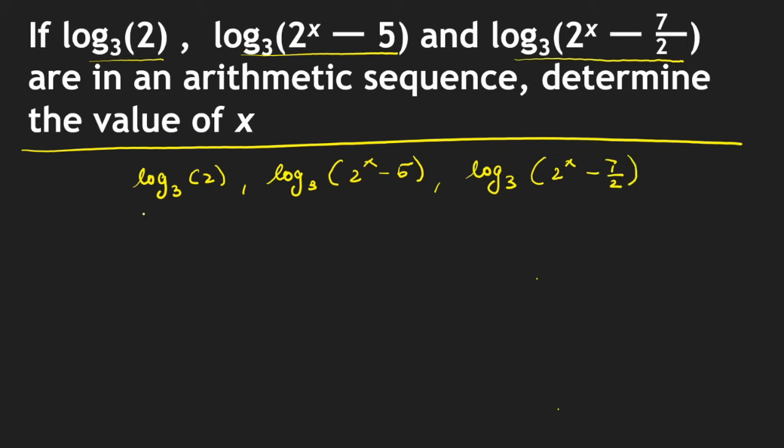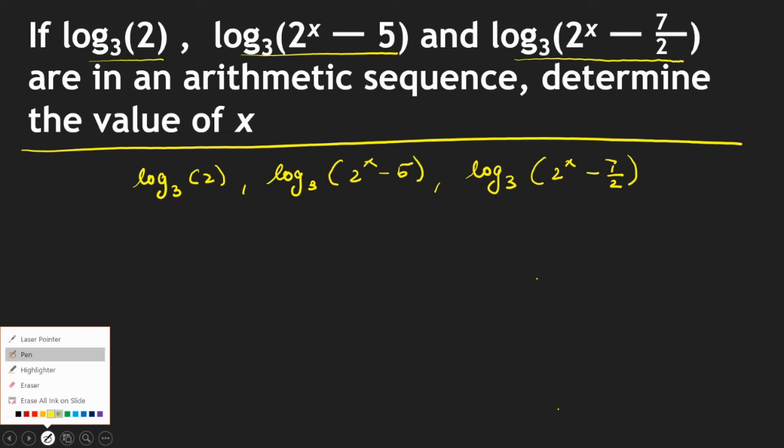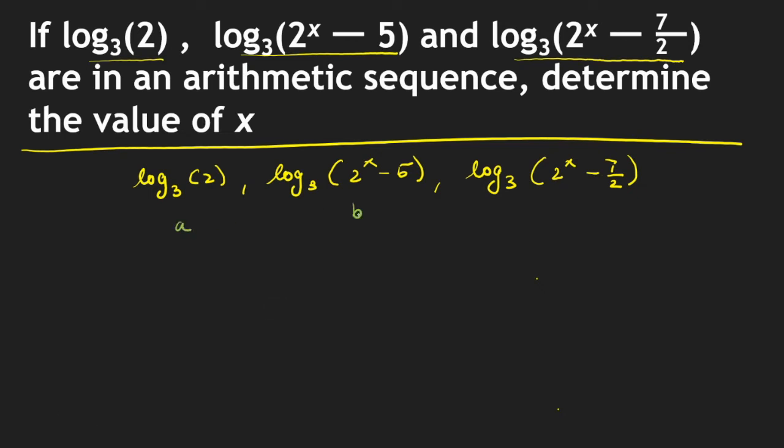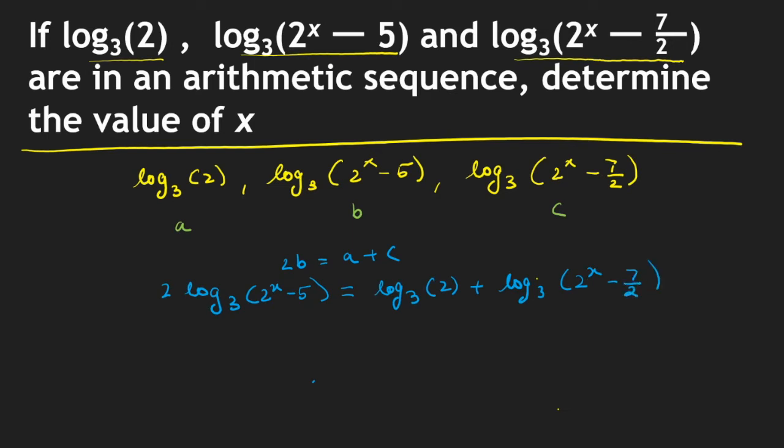So we know this is our a, we have our b, and we have our c, right? So if we use the same property that we have, 2b is equal to a plus c, what we get is 2 log base 3 of 2x minus 5 is equal to log base 3 of 2 plus log base 3 of 2x minus 7 by 2, right? This is what we get.